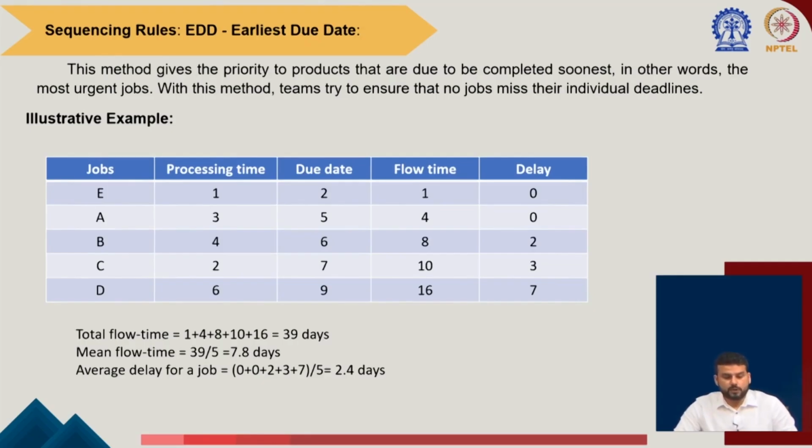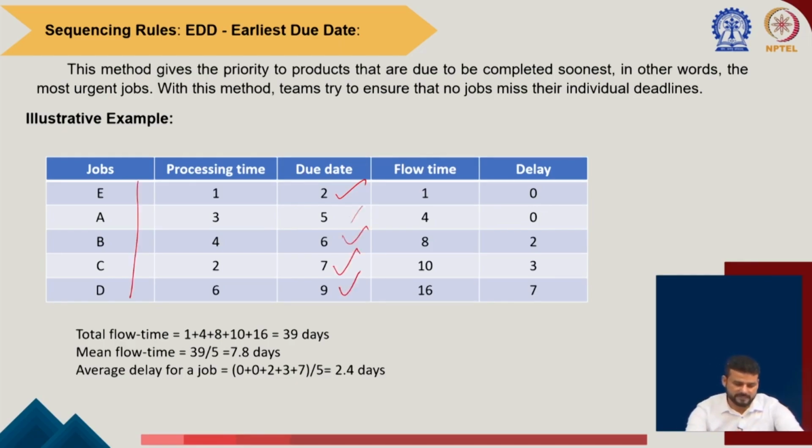Another rule you can opt for is the sequencing rule, earliest due date. Whichever you need to deliver early, you can process that early, right. So obviously, by due date you will schedule: first 2 days you need to finish this. So let us process this, then 5 days, 6 days, 7 days and 9 days.